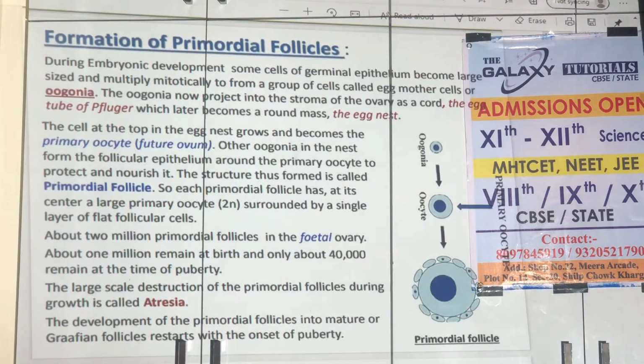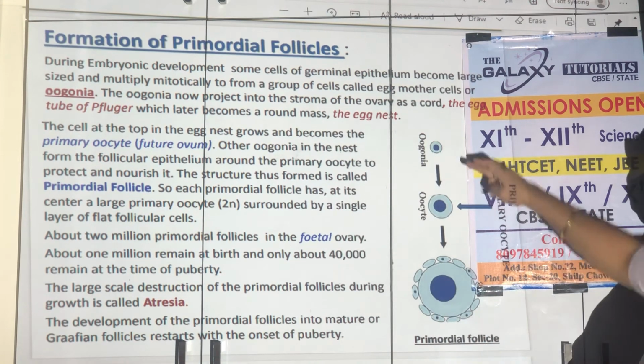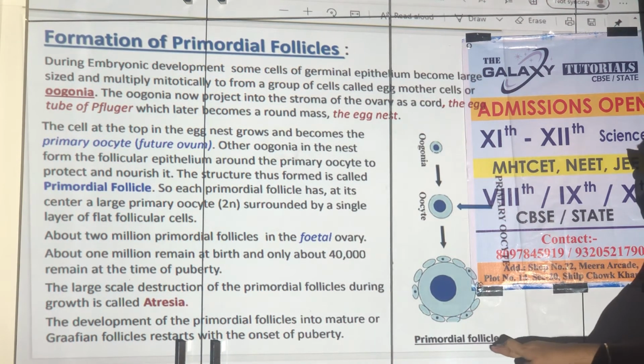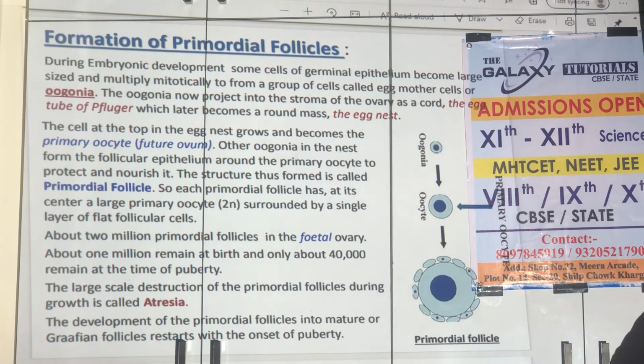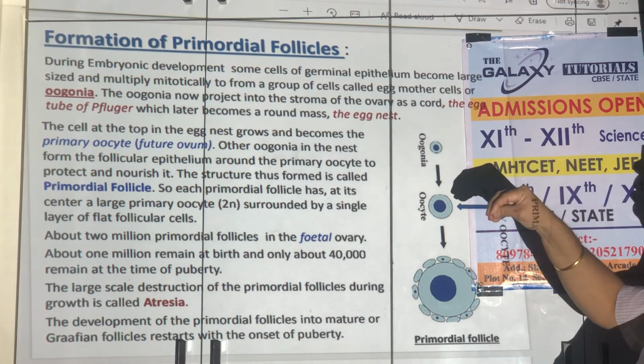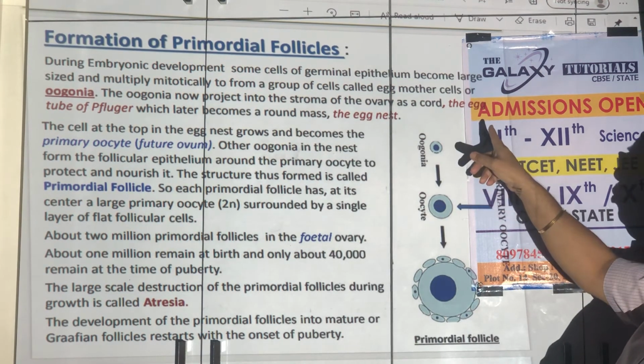Let's see how the first primordial follicles are formed. Here we are seeing oogonia, oocyte, and then a primordial follicle. During embryonic development, some cells become large and undergo mitosis to form egg mother cells called oogonia. We start here. It has come out of the layer and goes into the stroma.